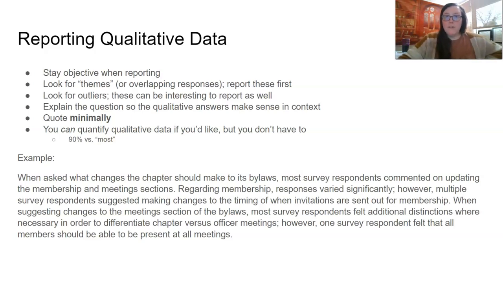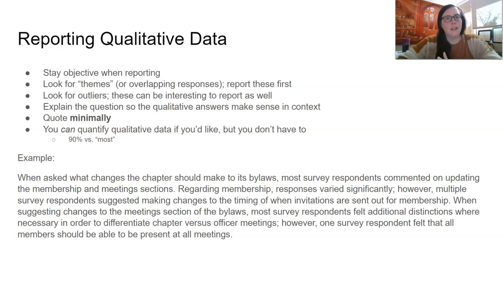So when we're talking about reporting qualitative data, we still want to remain objective. We don't want to interpret, we don't want to put words into our respondents' mouths. We want to make sure that what we're saying is as true as possible. So stay objective. Look for themes. When you notice that your responses start to overlap, maybe multiple people are saying the same thing, those are some big themes. Report these first. Those are things that seem really important to comment on. With qualitative data, you don't necessarily have to comment on everything, but if a lot of people are saying similar things or the same thing, that's important.